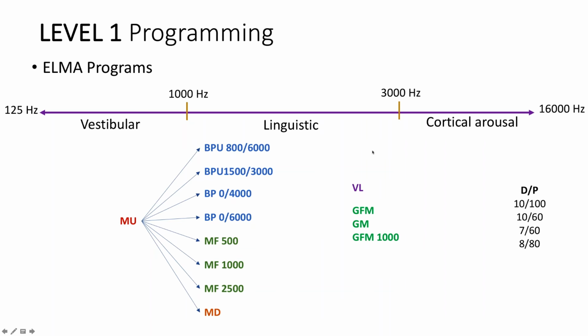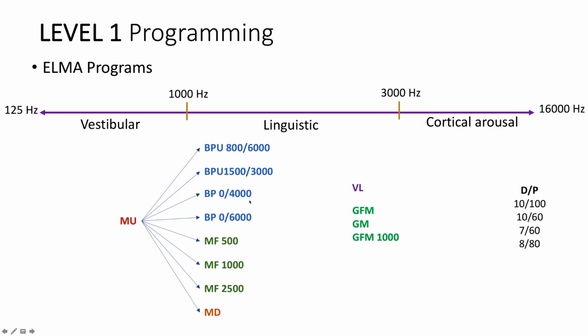And so what do we do with the level 1 programming? We use the MU. With an MU, you can get a BPU that goes from 800 to 6,000, a BPU 1 that goes from 500 to 3,000, the BP that goes from 0 to 4,000, a low BP from 0 to 6,000. Then we can do with the MU filter music at 500, at 1,000, or 2,500. And MD, it's an MU that you cannot do on the Talk Sub.